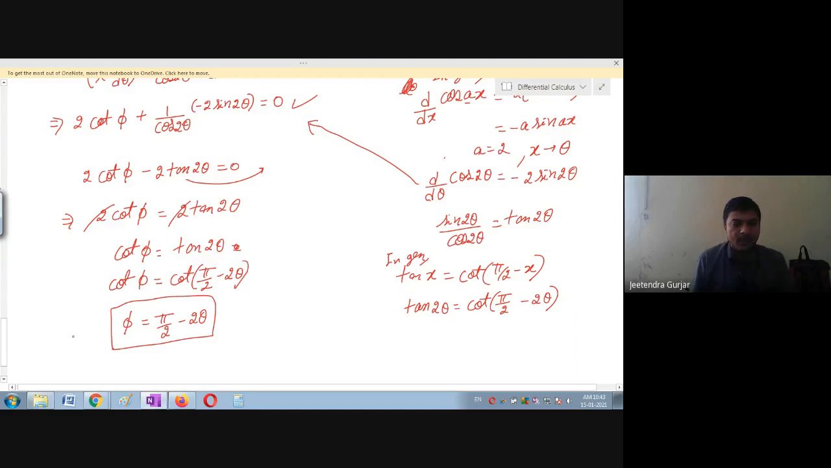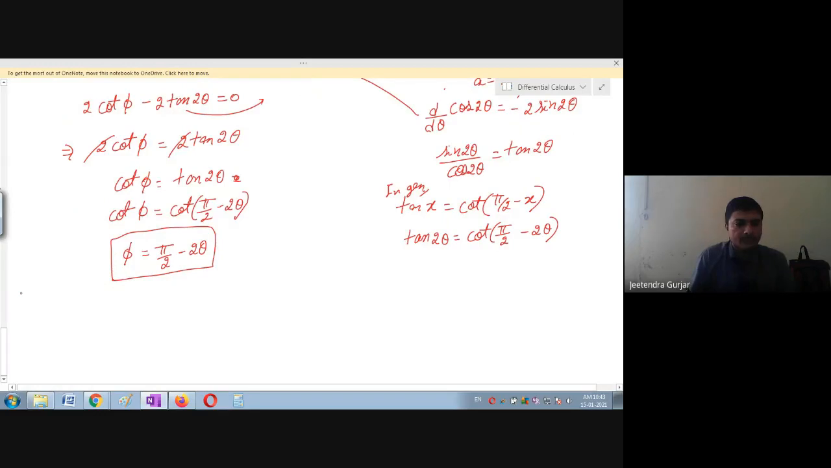So this is our answer. The angle between the radius vector and tangent is phi is equal to pi by 2 minus 2 theta. Is it clear, students? Any doubt, please ask me. Yes, students, any doubt? No, sir. Okay, fine.